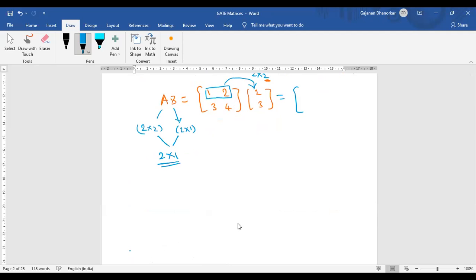1 matrix. Find out here this 1 into 2. Here I will take for this first problem 1 into 2 plus 1 into 2 plus 2 into 2. Second, 3 into 2 plus 4 into 2. What is it? 2 plus 6, 8. 8 plus 12, 20. Is it right?